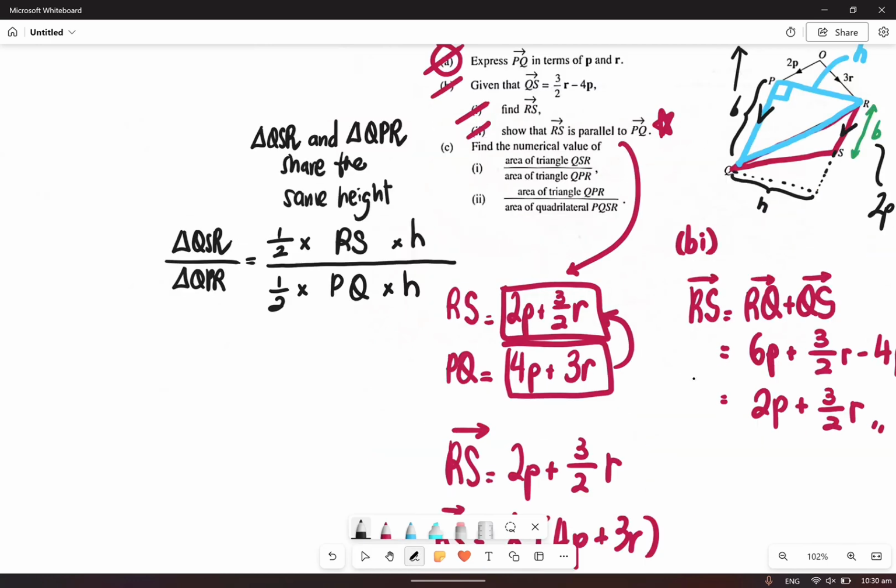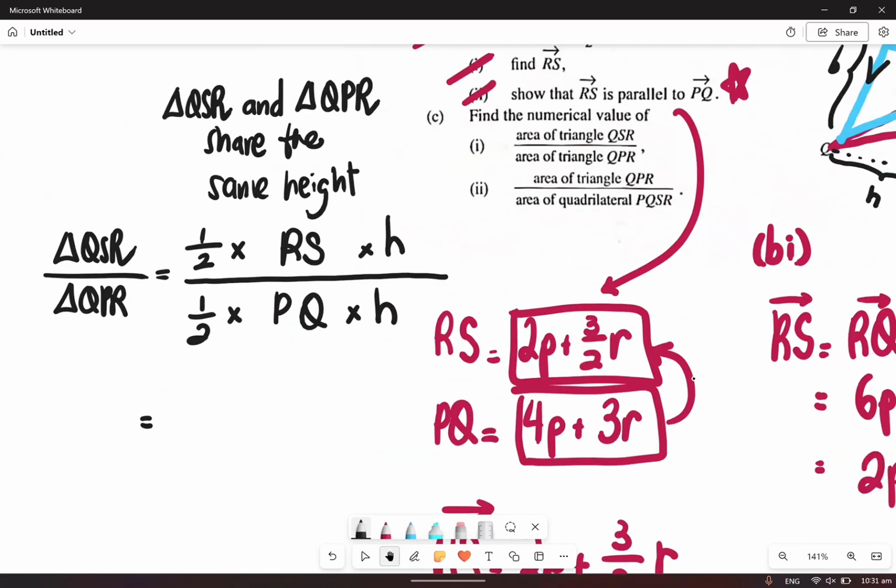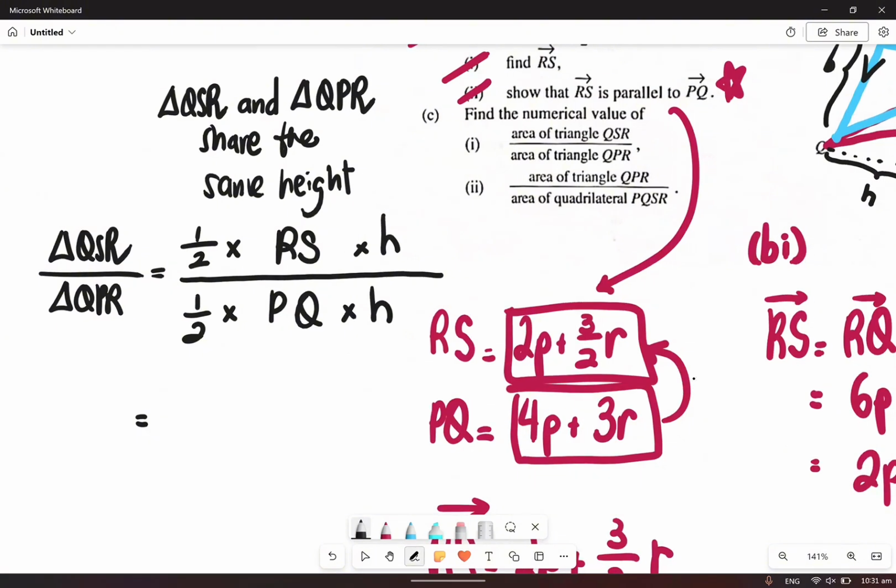And the first part, as you can see over here, we said this sentence, right? If they have the same height, what do we want to do? You just want to cancel it, because they have the same measurement. If it's the same, isn't it true that you can cancel? Half and half, you can also cancel. So what are you left with? You're now left with RS and PQ. What is their difference? It's just half.